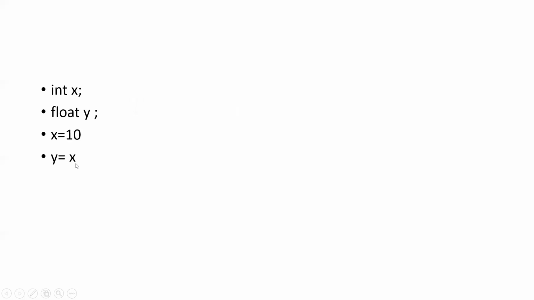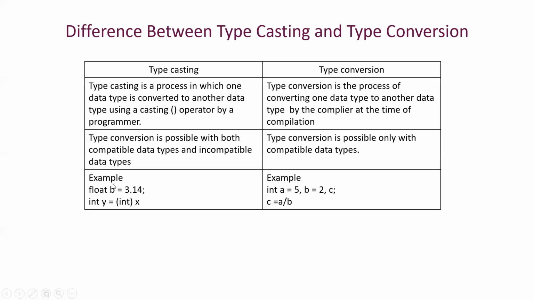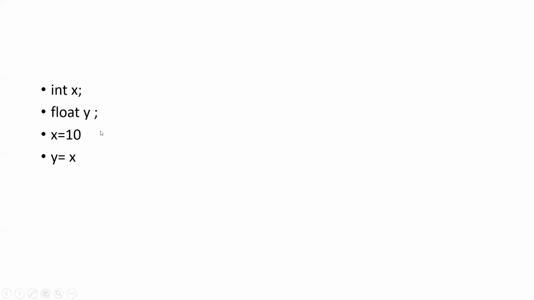When we write y equal to x, the value of x, that is the integer value 10, will be converted into float. So we'll get 10.00 or something like that stored in the variable y. So that is type conversion. Here the conversion takes place automatically because y is a larger data type than x. So here float is a larger data type than int. So this int is automatically converted to float. So this is known as type conversion.